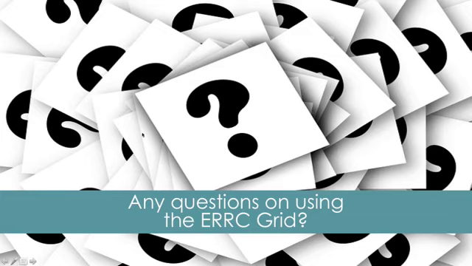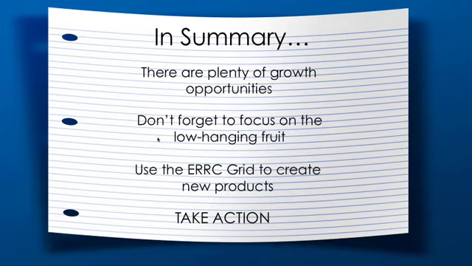All right, on the home straight, and we'll wrap it up. So in summary, there are plenty of growth opportunities out there. We've just got to take them and look at them. Make sure you do your research. Ensure that they're commercially viable. I'm not saying just race out and try different things, but sometimes you've got to put your toe in the water and test a few options and work it through to get it right. Don't forget to focus on the low-hanging fruit. Too many of us get caught up in the thrill of the hunt, so don't forget to focus on that low-hanging fruit and then use that EOOC grid to really redesign your products and think about the services that you want to do.